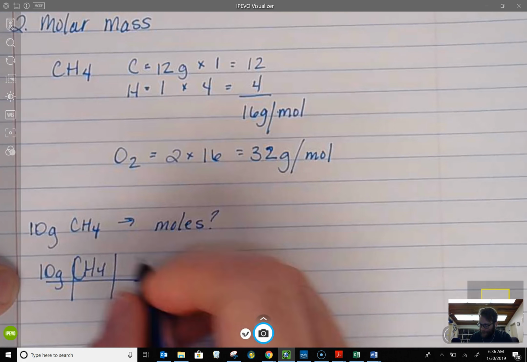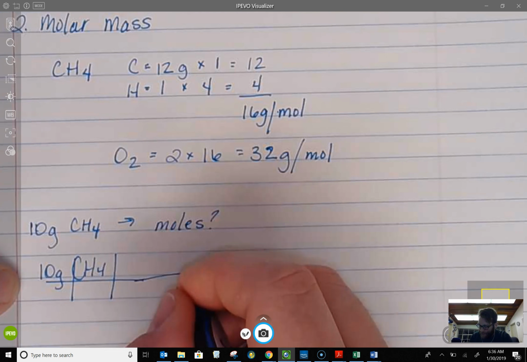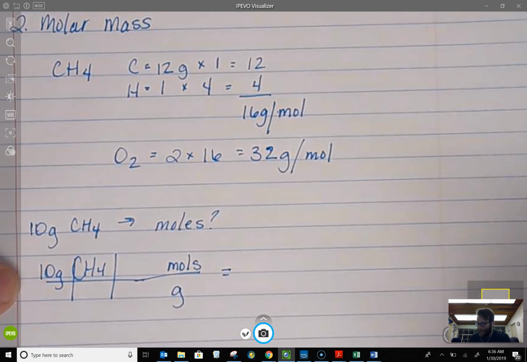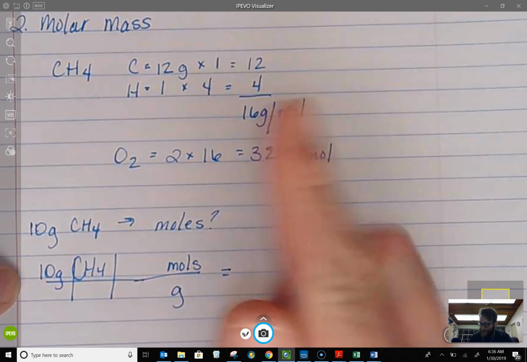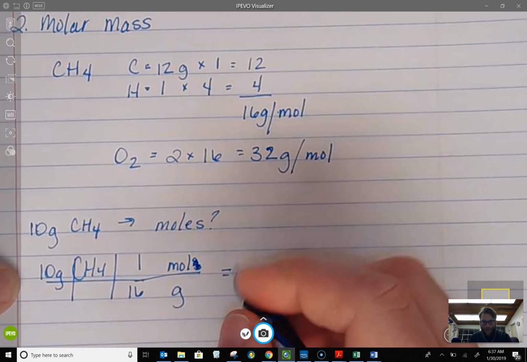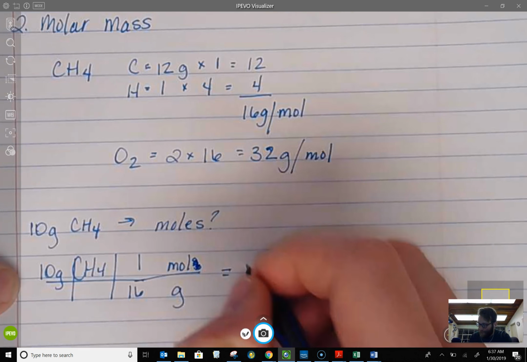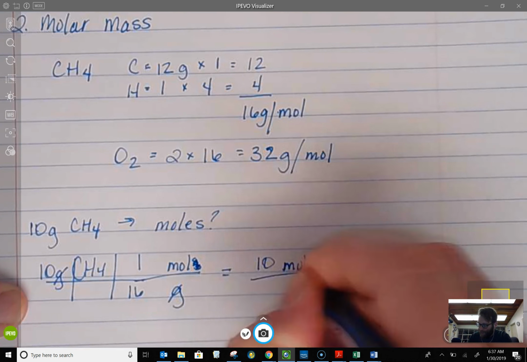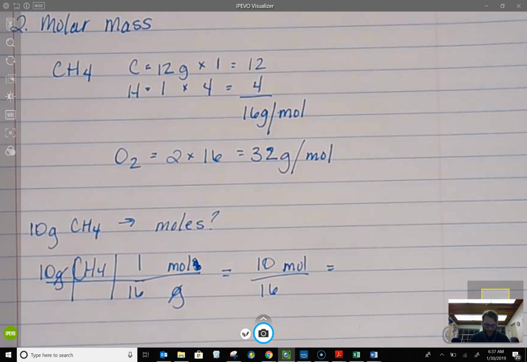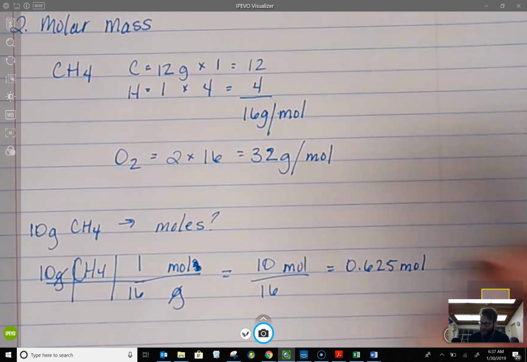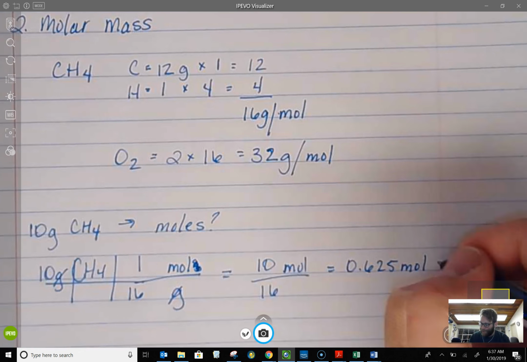In order to get rid of grams, grams needs to be in my denominator. Moles needs to be in my numerator because that's what I want. That will give me my final answer. Looking at my relationship here, for every 16 grams I have 1 mole's worth of methane, so I multiply that across. My grams cancel out because they're in opposite parts, so I'm left with mole over 16. If I take 10 divided by 16, I get my final value, which is 0.625 moles of CH4.